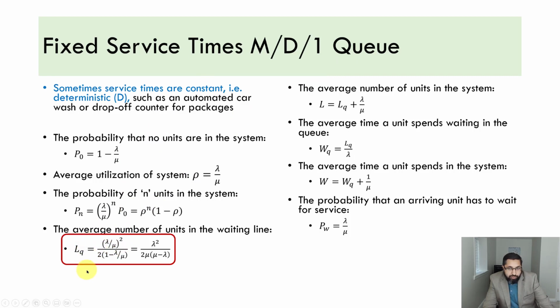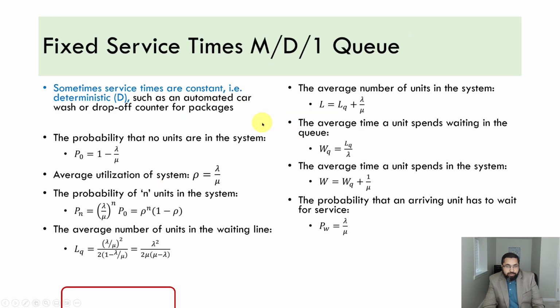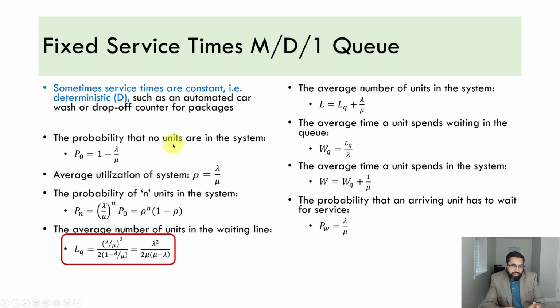So the LQ formula is different. And all these quantities which depend on LQ, because L depends on LQ, WQ depends on LQ, W depends on WQ, which depends on LQ, all of these three quantities are also going to have a different value than an MM1 system, because the LQ value is different for an MD1 system than an MM1 system. Otherwise, they're both very simple. If you look at these two slides, print them out, put them side by side, very similar formulas. The only thing is that the waiting time and the waiting queue length are a little bit shorter for an MD1 system, because there's no variability in the service time.